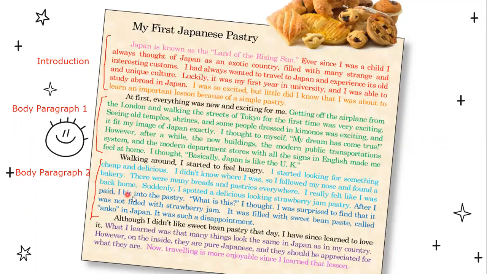After I paid, I bit into the pastry. What's this? I thought. I was surprised to find that it was not filled with strawberry jam. It was filled with sweet bean paste, called anko in Japan. It was such a disappointment. You see now the event that happened. So first, he thought that Japan is like UK, but no, that's not correct. And he told us the story and the main event that made him learn a lesson that Japan is different. So let's see what he learned from this event in the conclusion.